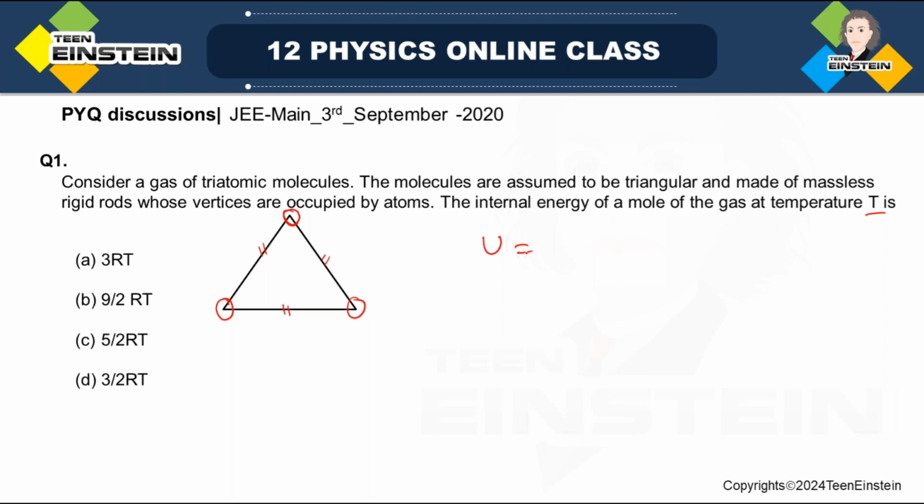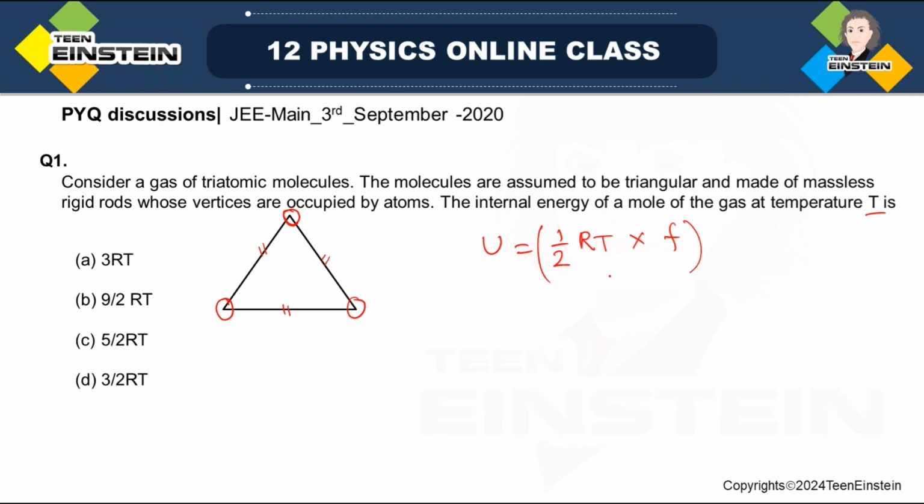And how do we find it? It is the law of equipartition of degrees of freedom, and from there we can find it out. Each degree of freedom will contain half RT, or half kT, you can say. So half RT for each degree of freedom. If I have F degrees of freedom, then the internal energy will be F into half RT.